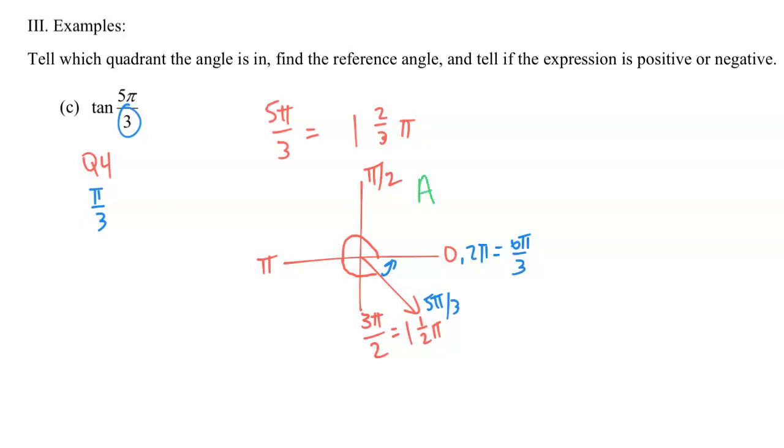Finally, is this going to be positive or negative? Well, all students trust Castle, and so this is a quadrant 4 angle. This is tangent of a quadrant 4 angle, and the only function that's positive in quadrant 4 is cosine, and so that means that tangent of 5 pi over 3 is going to have to be negative.